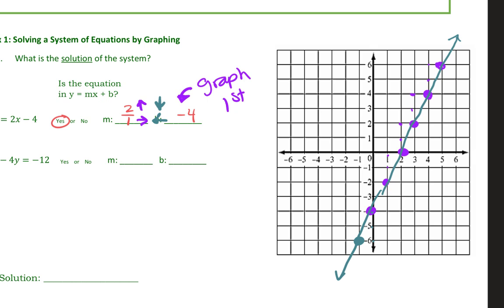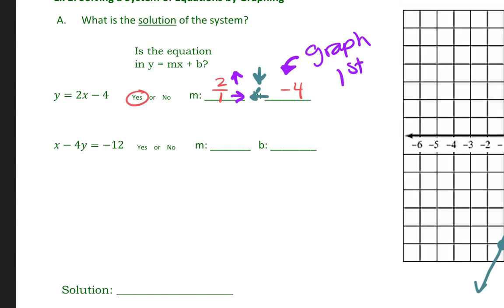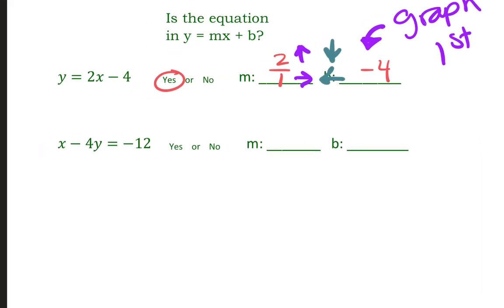All right, and then if you look at the second equation, is the second equation in slope-intercept form? No. So if you're answering a no here, that means you have to do what we did on the warm-up or what we did above, where you have to solve it for y. So what should I move over first? Minus the x.